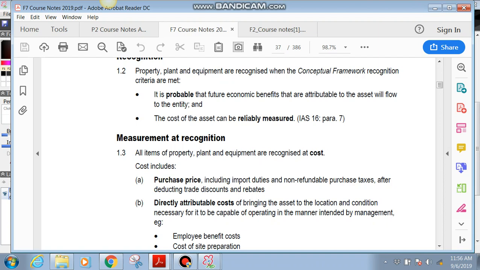But you less trade discounts and rebates. Non-refundable taxes, those are included in the cost. Then you add to the costs any directly attributable costs.